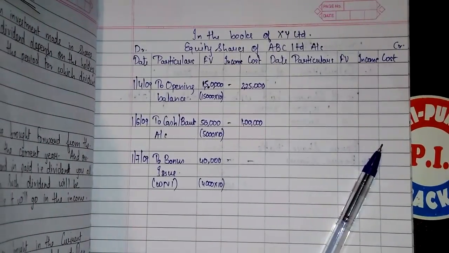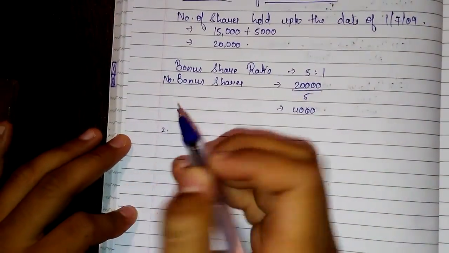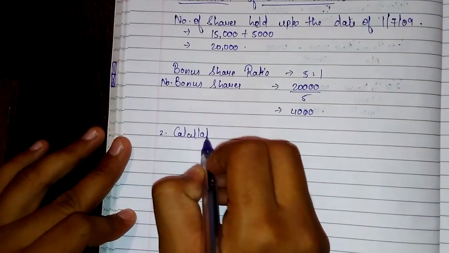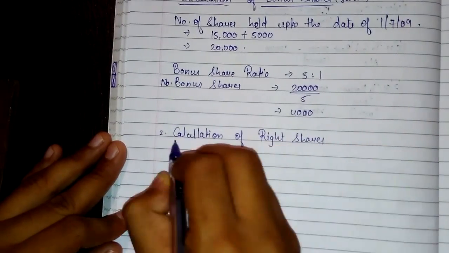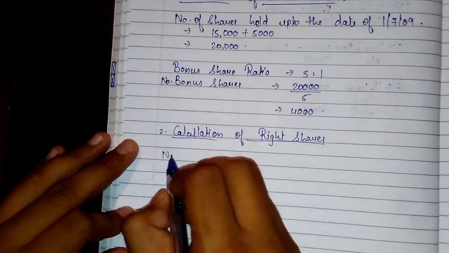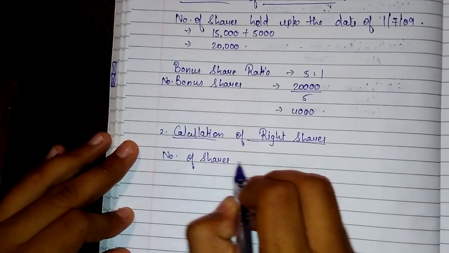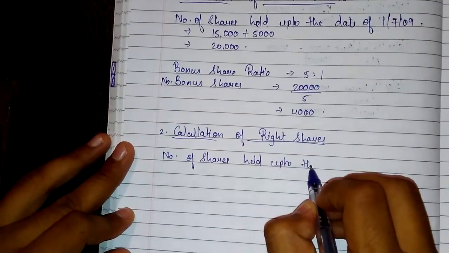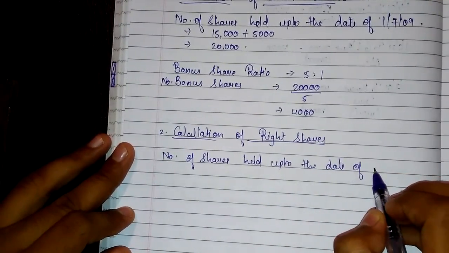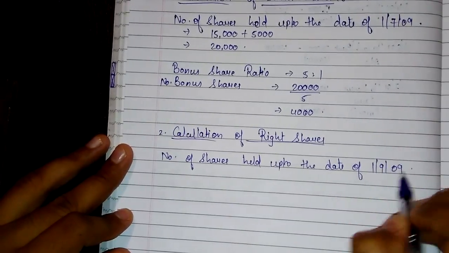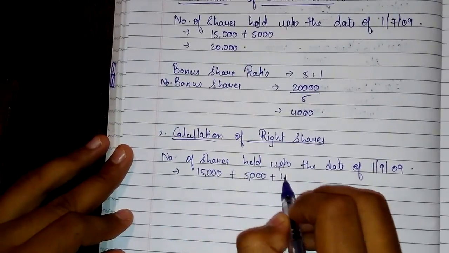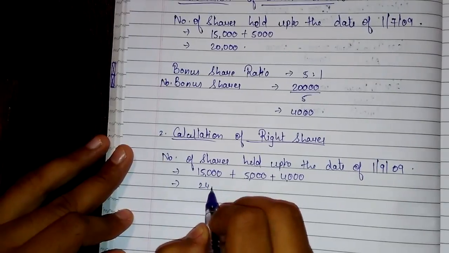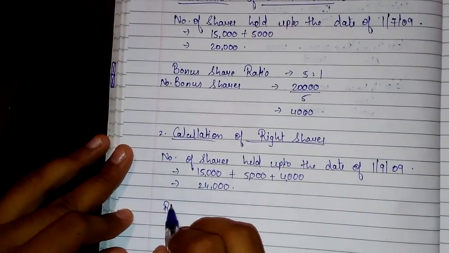So now let's calculate the right shares. While calculating the right shares, there is an important thing I'm going to show you all. Calculation of right shares. So while calculating the right shares, we have to write this again: number of shares held up to the date of 1st September, that is 1909. We'll calculate 15,000 opening plus 5,000 we have purchased plus 4,000 we have got as bonus, which is equal to 24,000. On 24,000, the ratio is of right shares.